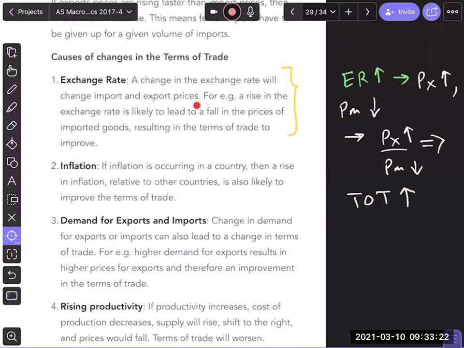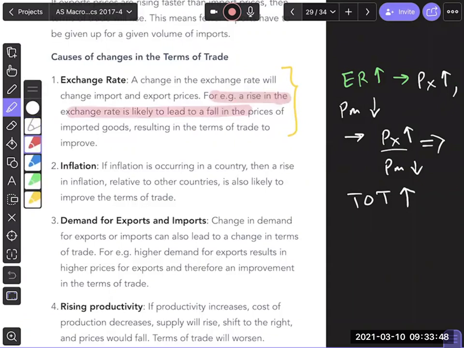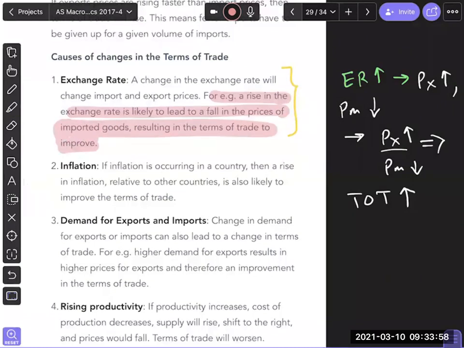Now, if your exchange rate goes up, we know this. If you're selling an inelastic good, that's great news because that would mean you will make a lot of revenue. But if you're selling an elastic good, that will be bad news for you. So it all depends on whether your good is elastic or inelastic. But we say that a rise in the exchange rate will cause a fall in the price of import goods, resulting in the terms of trade improving. Imported goods will become cheaper and exported goods will become expensive.